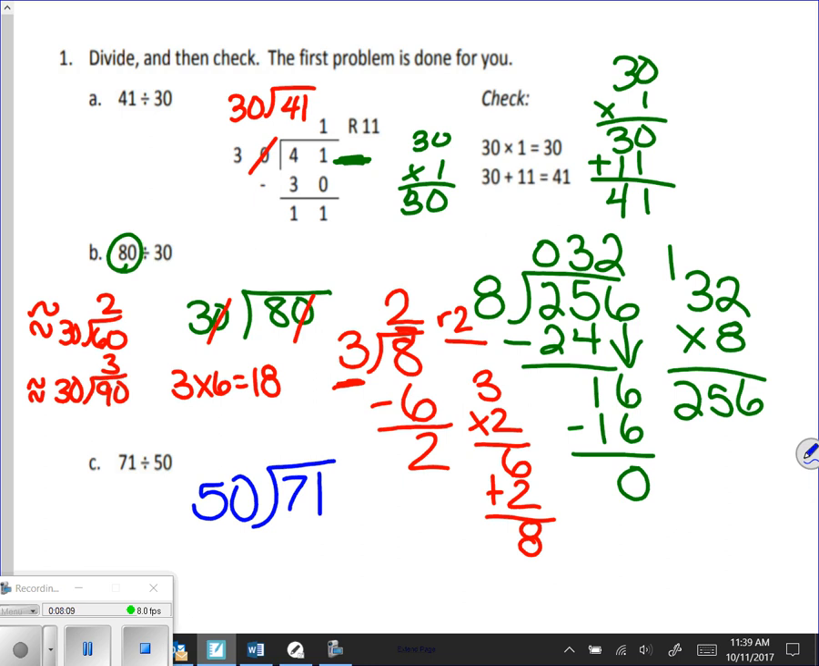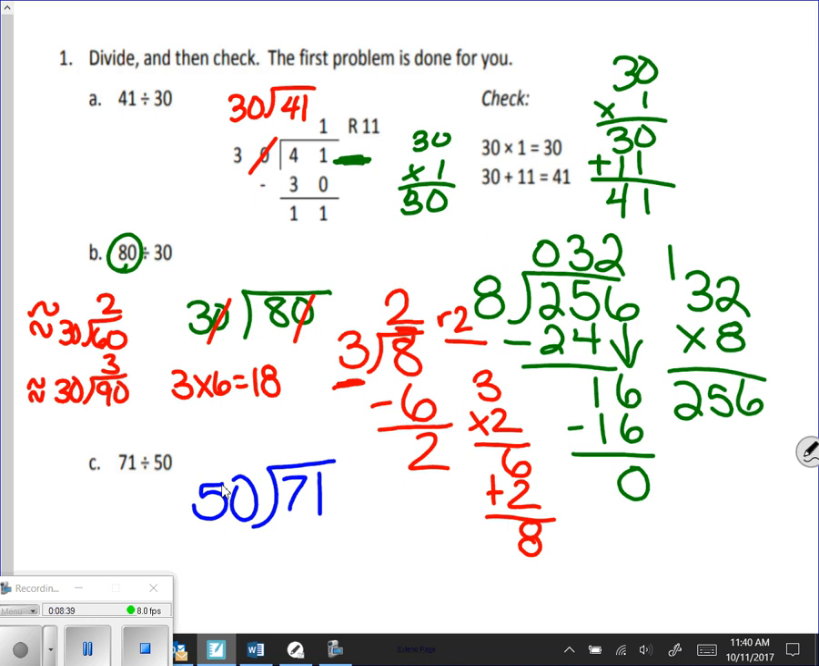How many times can 50 go into 71? 1 time. Because what happens if you have 50 twice? It's 100, and it's too big. You can't subtract it. So where does that 1 go? Where does it go? Yes. On top of the 7.